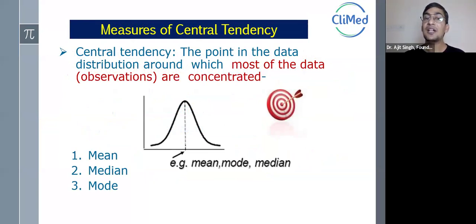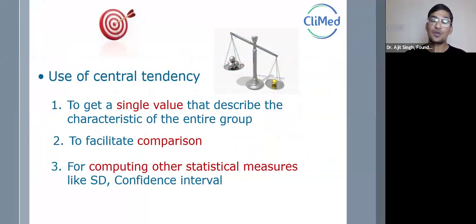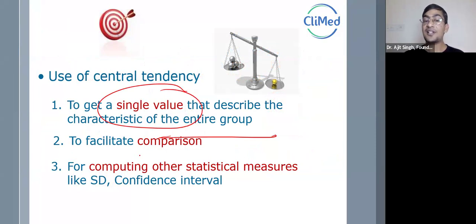That one point is called a central tendency, and those are mean, median, mode, as I told you. So it should be somewhere in the middle of the values. Use of central tendency, as I told you: it will give you a single value to describe the entire group. It will facilitate the comparisons.